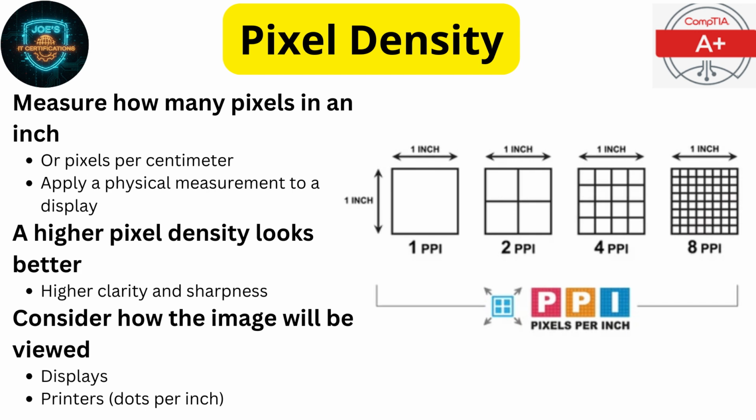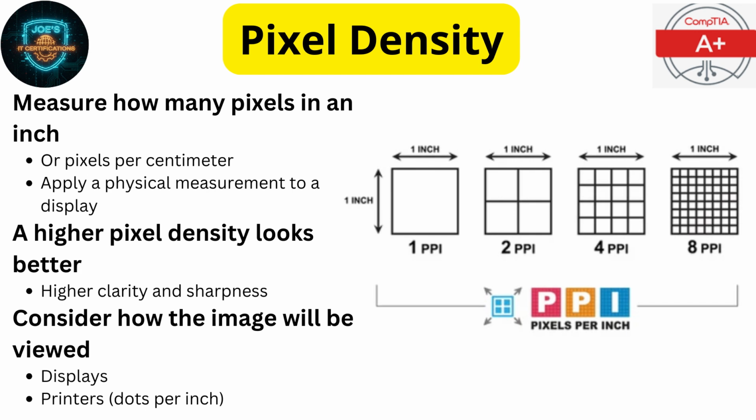If you have a higher pixel density, the display will look much more crisp and clear than a lower pixel density. You also have to think about how this image will be used. Is this an image that will always be displayed on a screen, or will we need to print this image out onto a printer? If so, we may want to look at the printer specifications and determine if the DPI, or dots per inch, on the printer can properly represent the image that we're seeing on the screen.